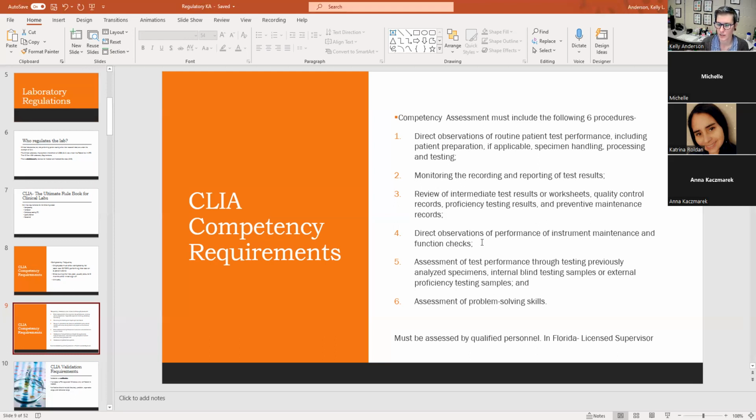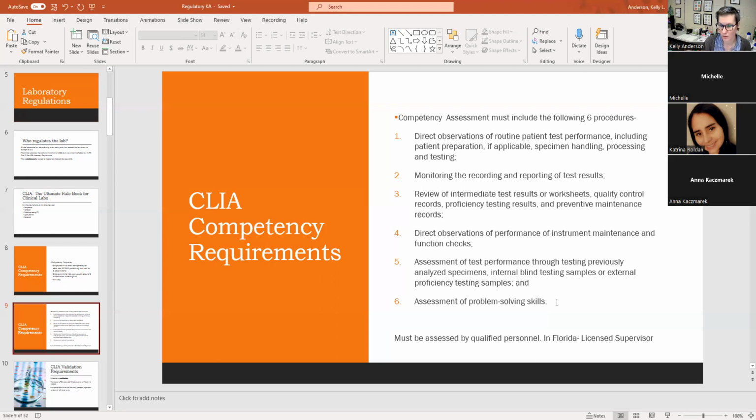And then the 6th thing you have to do is assessment of problem-solving skills. And this is a very important one to me because techs need to know what can go wrong with a test, how to know if something went wrong with the test, and how to address problems when they happen. So you can do that a number of different ways. Some organizations will have a checklist or a quiz that will say, if you see this result, what does that indicate? Or what would you do if this happened? CLIA is very vague in how you have to perform these things, but you need to have your own SOP at your facility for how to address them.